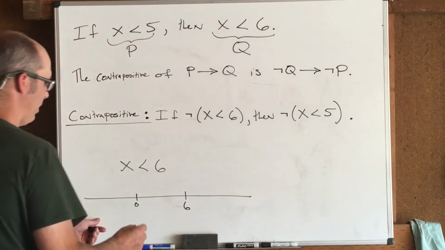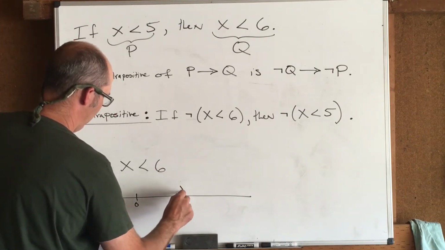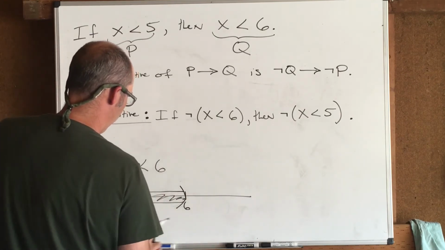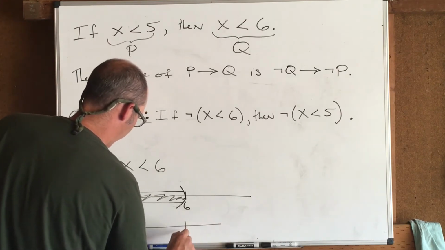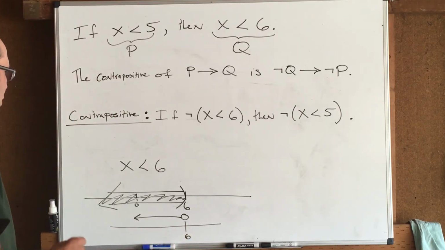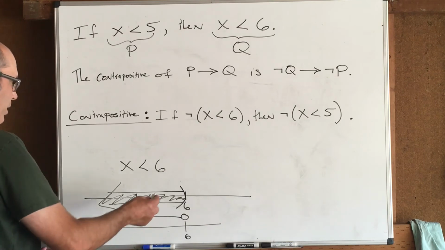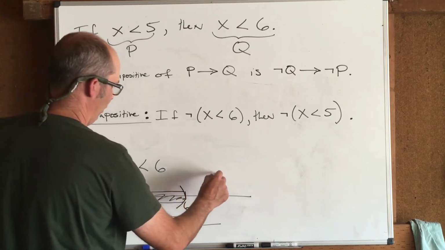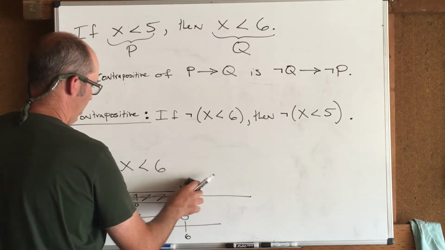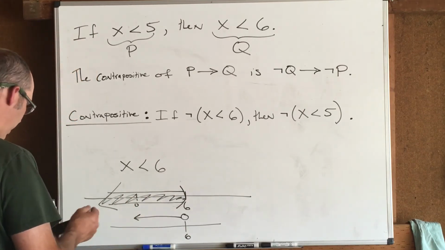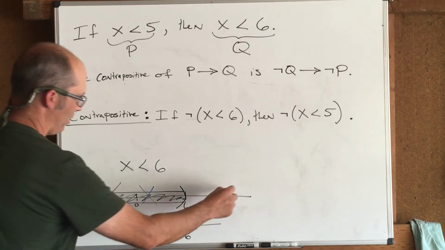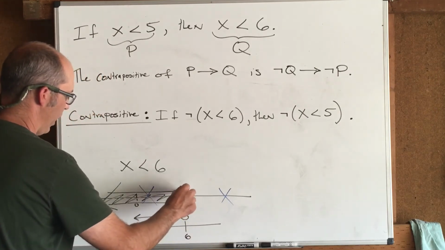Here's 6, right? If x is less than 6, then that means we're talking about all these numbers here. Another way you might have seen this before is with this little thing like that, right? 6 there. Okay, so if it's not the case that x is less than 6, then it's not the case that x is over here. Then that means that x is over here or x is at 6. So if it's not the case that x is over here somewhere, then x has to be over here somewhere, or x could actually be 6.